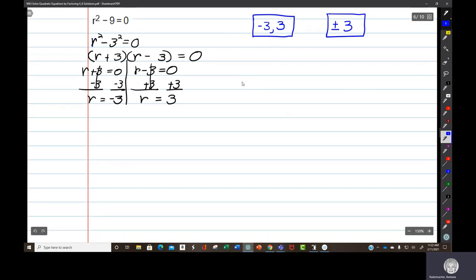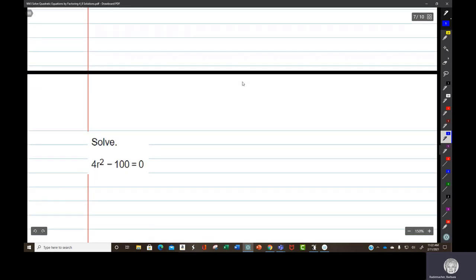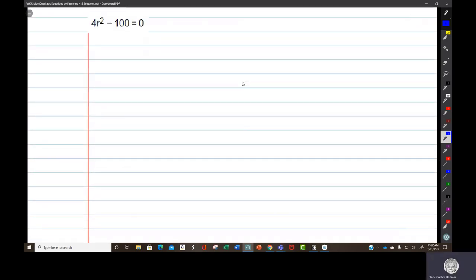Okay, let's go on. Now we're going to factor out a GCF. Remember, we had a problem like this yesterday. 4 is a perfect square and 100 is a perfect square. But the rule that you have to pull out a GCF first is stronger, and it saves you from a lot of extra steps.